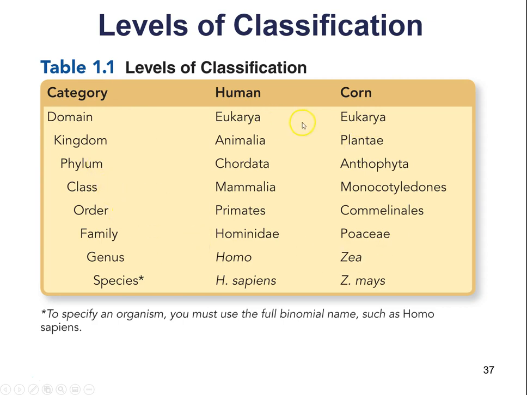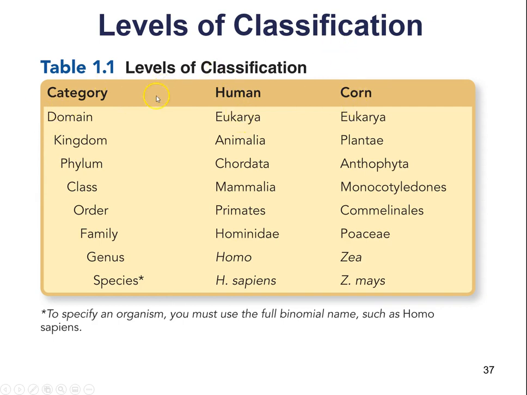I am not going to ask you to memorize any of this, though again, you would have access to this anyway, so it wouldn't be memorizing. I wouldn't ask you to tell me the domain, kingdom, phylum, class, order, family, genus, and species for corn. Memorizing these things is not something I would ever ask you to do.